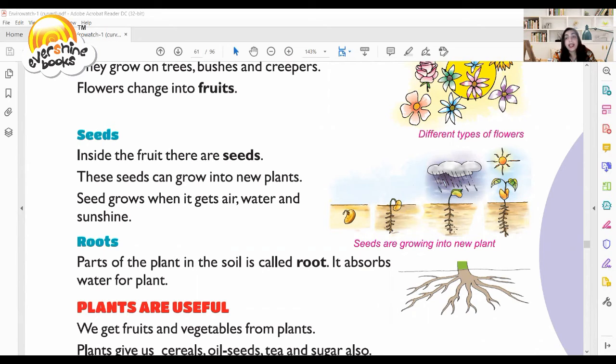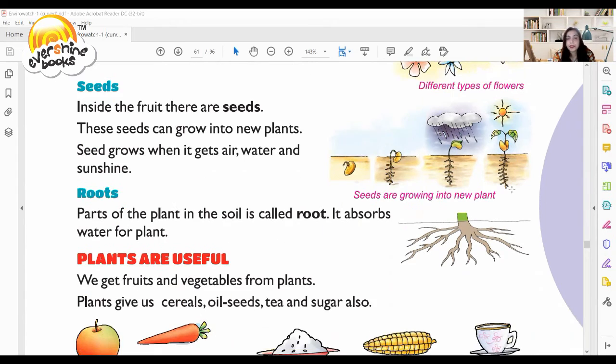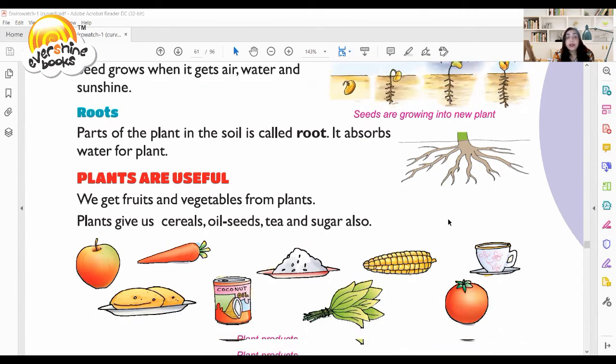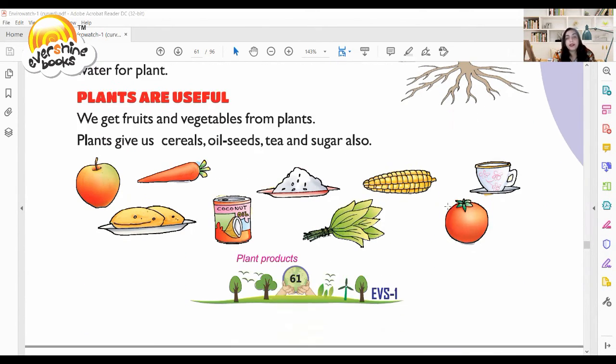So here in this diagram, you can see how when we sow a seed, slowly it starts growing the root, and then when it gets water and sunlight, the plant starts growing and it bears leaves, flowers, and fruits. Let us talk about the roots, the part of the plant which is in the soil under the ground. It is called root. It absorbs water for the plant.